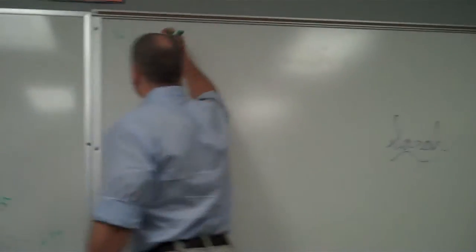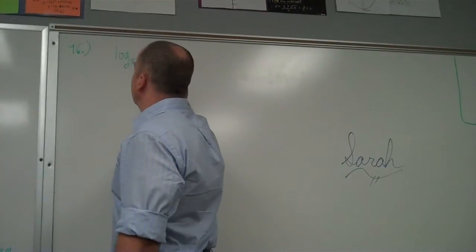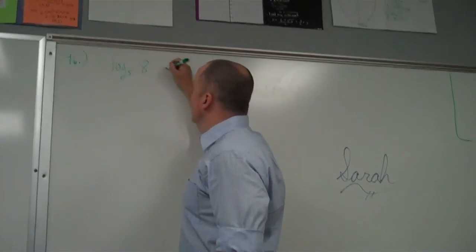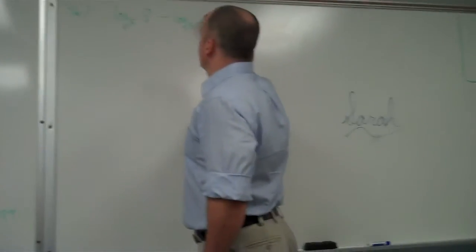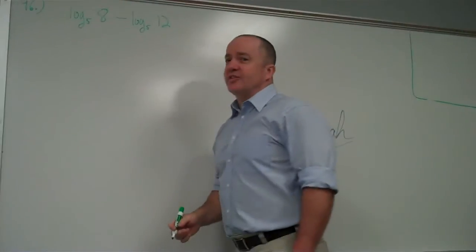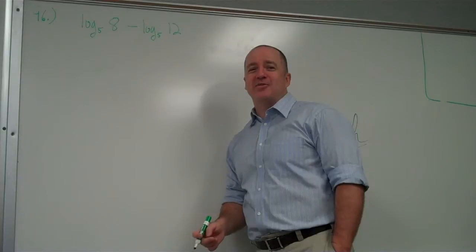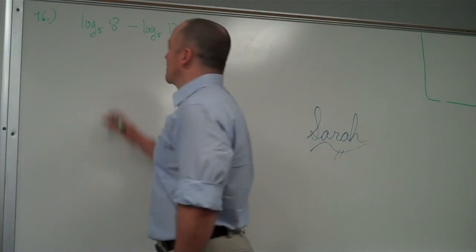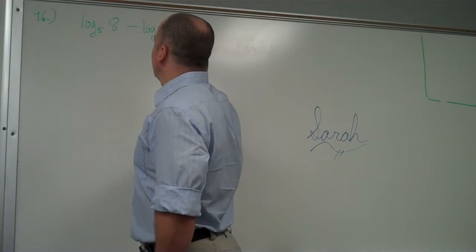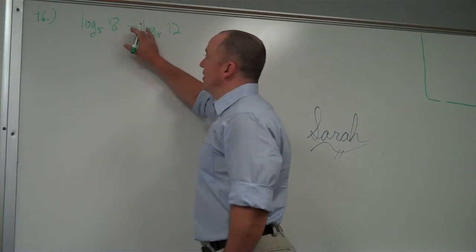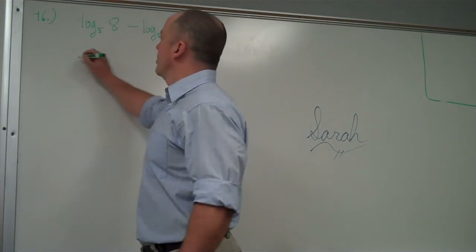It's log base 5 of 8. Log base 5 of 8, okay. Minus log base 5 of 12. Minus log base 5 of 12. The directions on this one, I believe, were to condense. Log base 5 of 8 minus log base 5 of 12. There is subtraction between logarithms.